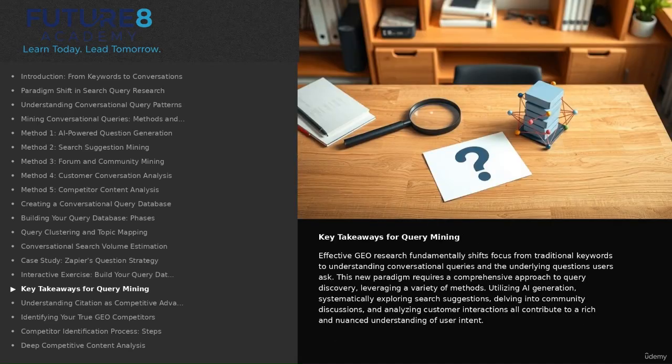Key takeaways for query mining. Effective GEO research fundamentally shifts focus from traditional keywords to understanding conversational queries and the underlying questions users ask. This new paradigm requires a comprehensive approach to query discovery, leveraging a variety of methods. Utilizing AI generation, systematically exploring search suggestions, delving into community discussions, and analyzing customer interactions all contribute to a rich and nuanced understanding of user intent.